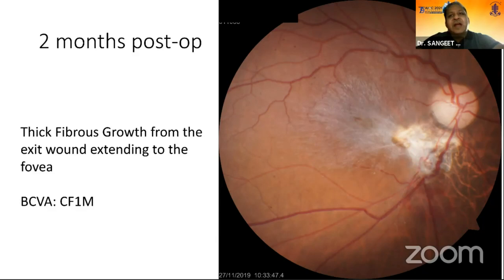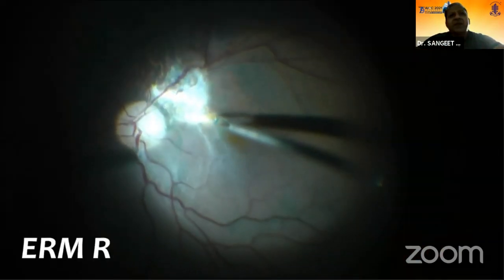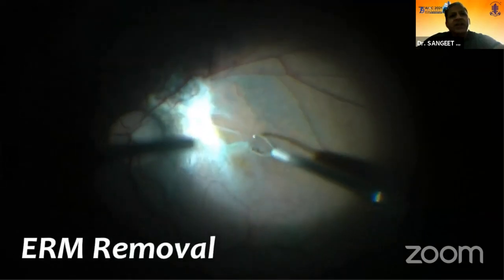And this usually happens in these types of deep impact trauma patients. And if you just remove the ERM, it will keep on recurring. You will remove it n number of times and it will recur n number of times. And the best corrected vision at this point of time was just counting fingers at 1 meter. So we took the patient again for surgery.